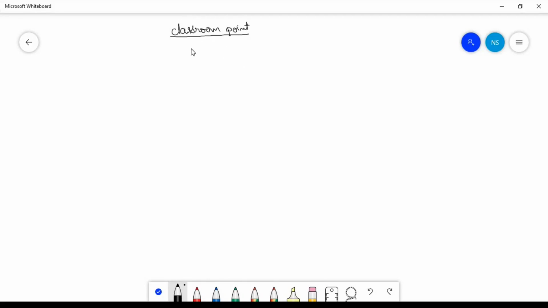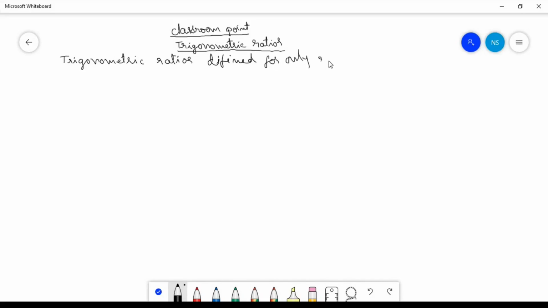This is Ramarao Mathematics Textbook. Topic of the class is trigonometric ratios. Trigonometric ratios are defined for only right angle triangle.